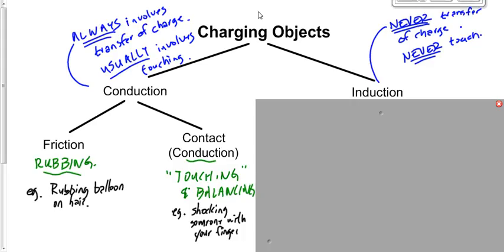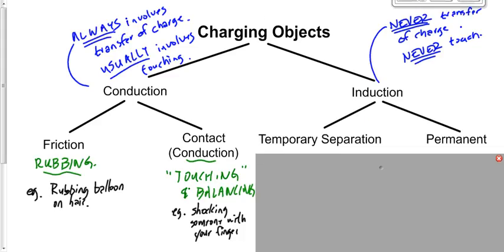Induction can be broken down into two subcategories as well. We call it a temporary separation of charge and a permanent charge. I've got to draw pictures to illustrate this. All right, what do we mean by temporary separation of charge? I'm going to create a new page for this so I have some space to draw a picture here.